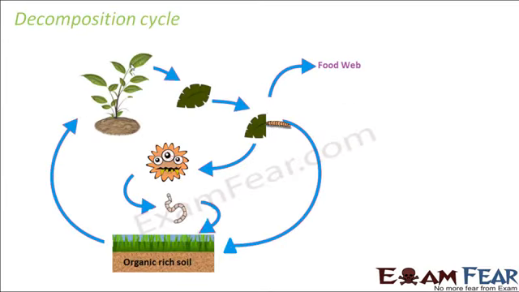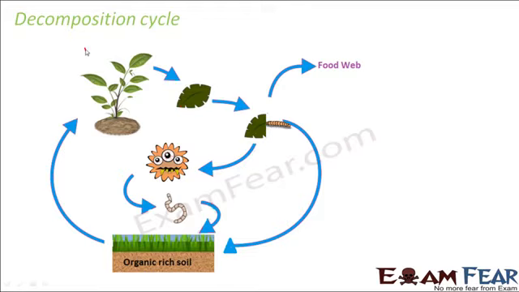So now let us quickly have a look at the entire decomposition cycle. So what happens in the decomposition cycle? Here you can actually see a lot of criss-cross. So let's quickly have a look at it. Let us start from this step. We will mark it with numbers, so that we can understand the exact sequence.